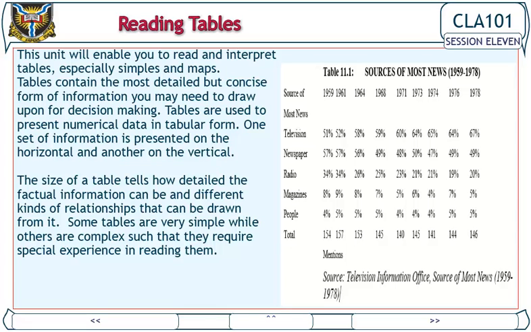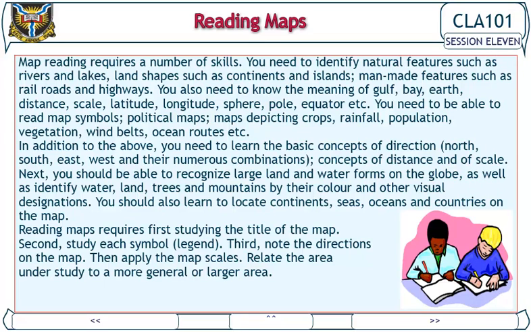Reading maps. Map reading requires a number of skills. You need to identify natural features such as rivers and lakes, land shapes such as continents and islands, man-made features such as railroads and highways. You also need to know the meaning of gulf, bay, earth, distance, scale, latitude, longitude, sphere, hole, equator, etc.